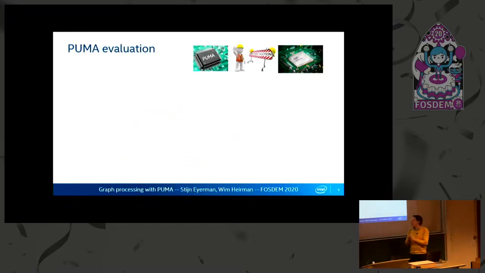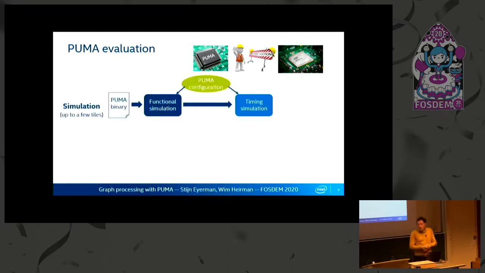Okay, now importantly, does PUMA fulfill its promises, namely that it's more efficient to do graph analysis on it. Of course, the chip is not available yet. So we are also working at an FPGA model, but that's not ready yet. So basically, our results that I will show are based on simulation, where you take a PUMA binary.